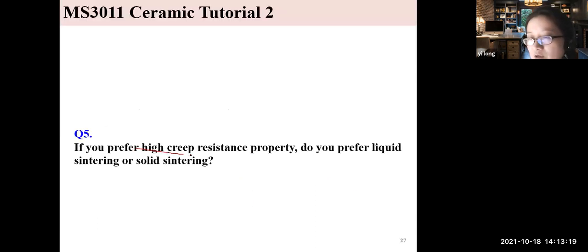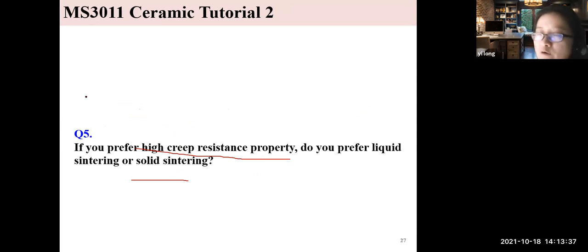If you prefer high creep resistance, do you prefer liquid phase or solid phase? As we said, as a material scientist, you always know that there are no perfect solutions. Once you bring something good, you also have something bad. So you have to balance.